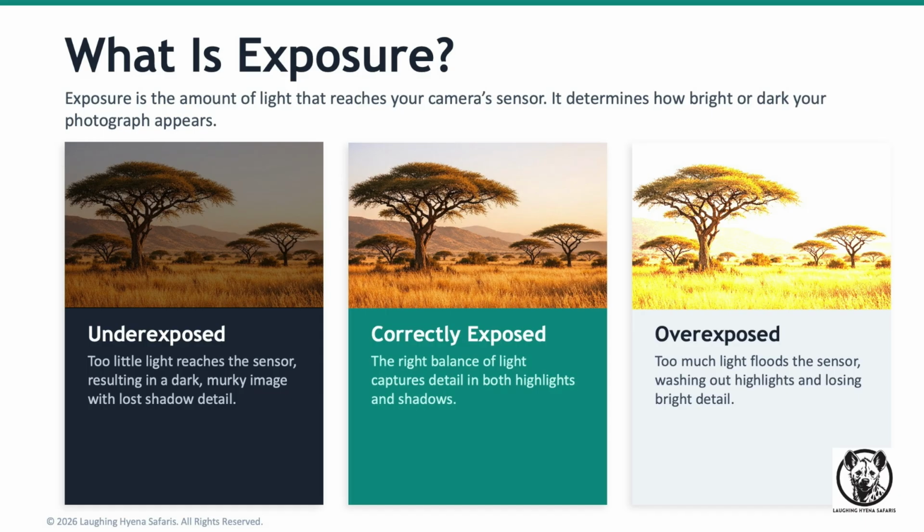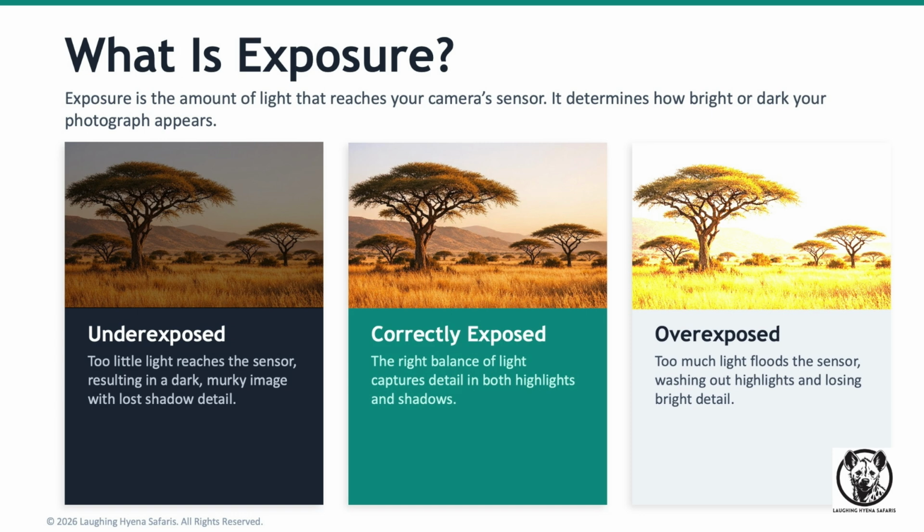So let's start with the big question. What actually is exposure? In the simplest terms, exposure is just the amount of light that hits your camera's sensor when you take a photo. Too little light, and you get what we call an underexposed image. It's dark, muddy, and you lose all the detail in the shadows. Too much light, and the image is overexposed. Everything looks washed out and blown out, especially bright areas like the sky.